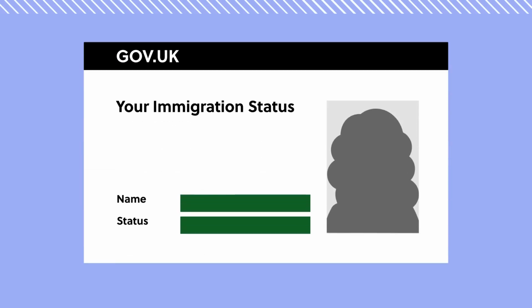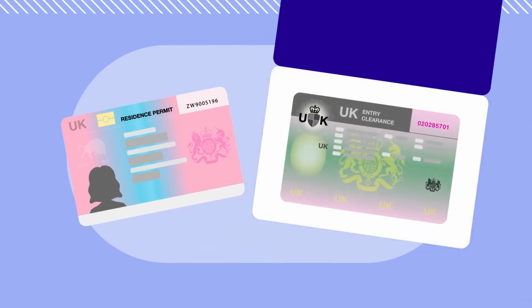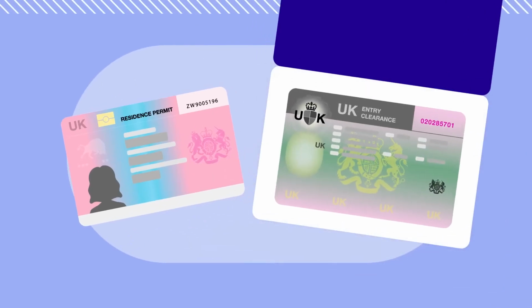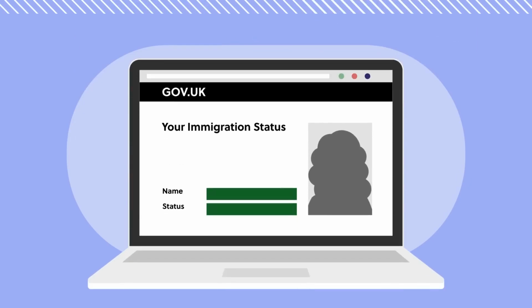The UK border and immigration system is becoming digital. This means physical documents like biometric residence permits and vignette visa stickers will be replaced with eVisas. An eVisa is an online record of your immigration status.